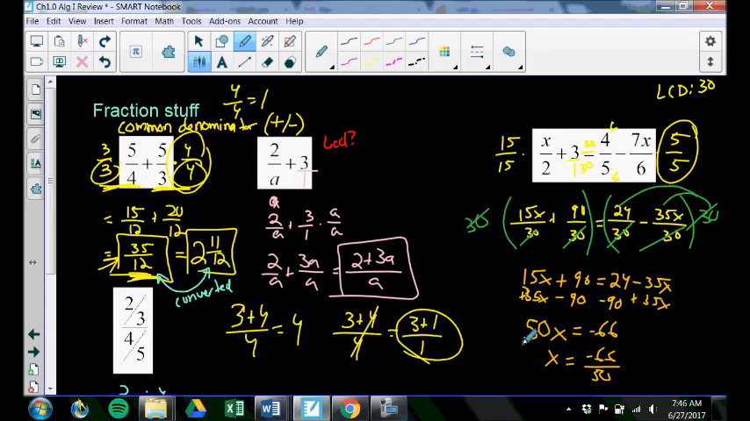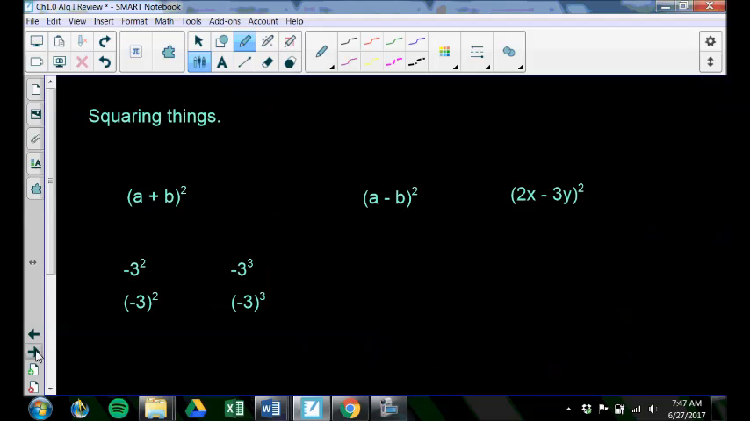So x equals negative 66 divided by 50. I divided both sides by 50. I should probably show that step. I divided both sides by 50. And I can reduce that to negative 33 over 25. And if you want to make that negative 1 and 8/25, that's fine, but you really don't have to. There's our fraction review.